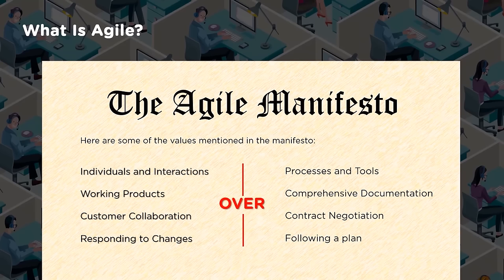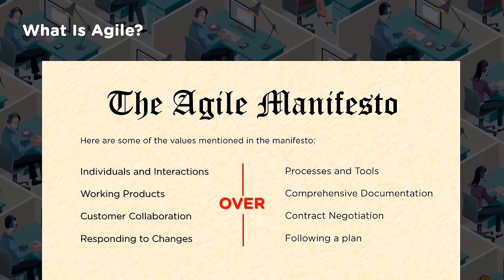Responding to change over following a plan. I cannot have a rigid plan, as we were speaking about in the waterfall methodology. Based on the scenarios and changes, we may need to change direction and move faster. So responding to change requires flexibility in the plan, so that I don't have a plan which is very rigid. That's how I can create my plan so that I can respond to the specific scenarios which are changing.